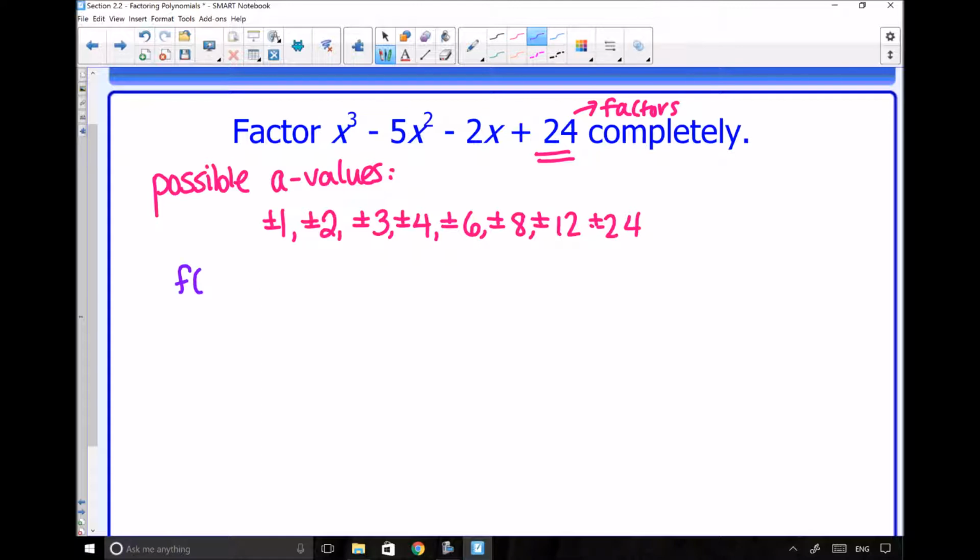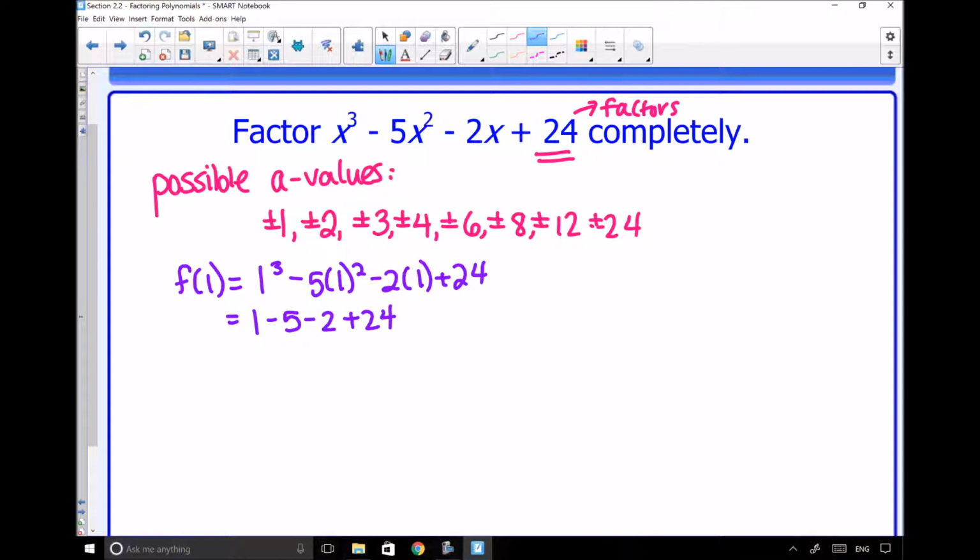Let's try f of 1. So f of 1 is going to be 1 cubed minus 5 times 1 squared minus 2 times 1 plus 24. So I end up getting 1 minus 5 minus 2 plus 24. The value that I end up getting right here is 18. So since we get 18 right here, 1 is not a value for a. So a will not equal 1.